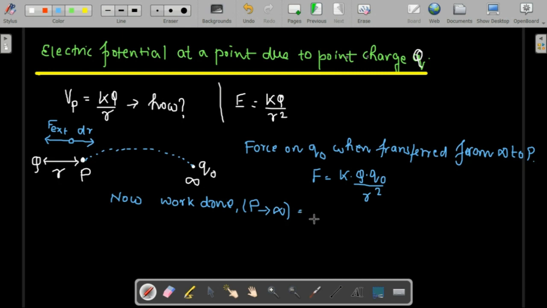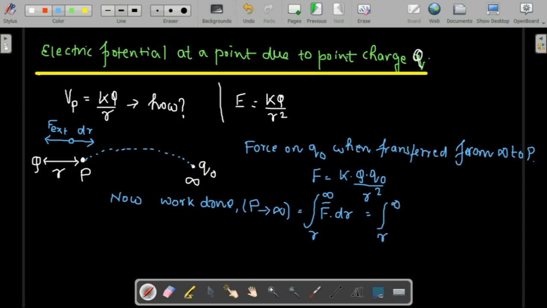So I know work done is equal to force into displacement. Let's say the small displacement is dr. I'm finding the total work done, so I'll go from P to infinity. P means the distance from the charge Q is r, so I should not write P here. The distance is r. I'm taking it from r to infinity. So we can write it down as r to infinity.